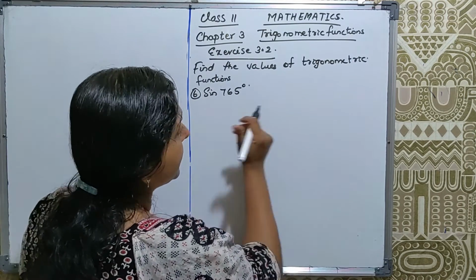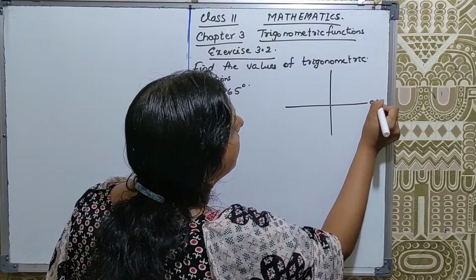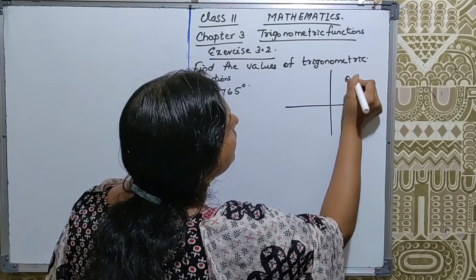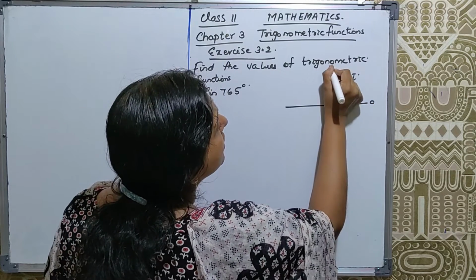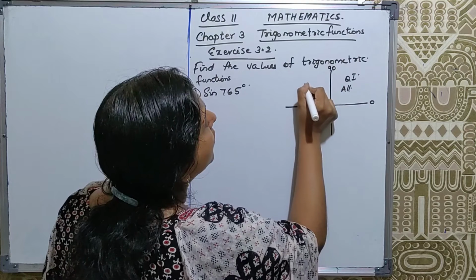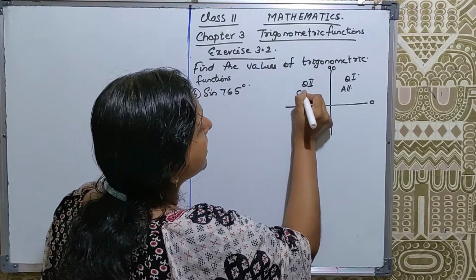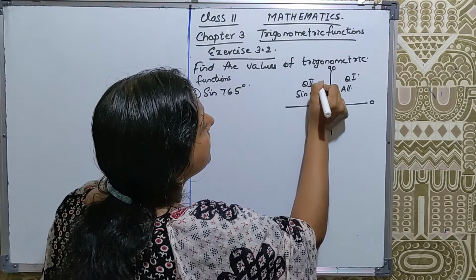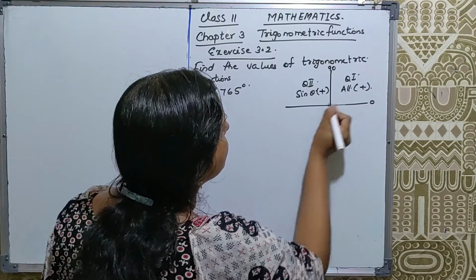So 765 degree, in that one actually 0 to 360, all of them will belong to quadrant 1. In quadrant 1 all the trigonometric functions are positive. This will be 90. So in quadrant 2, only sine and its reciprocal will be positive. Sine theta positive. Here all trigonometric functions are positive.